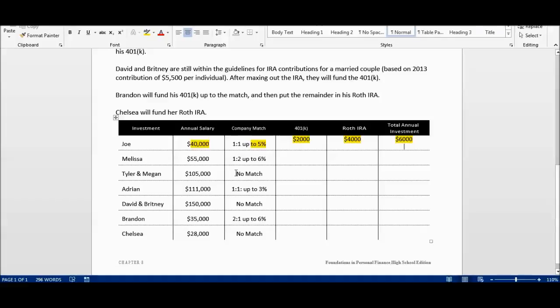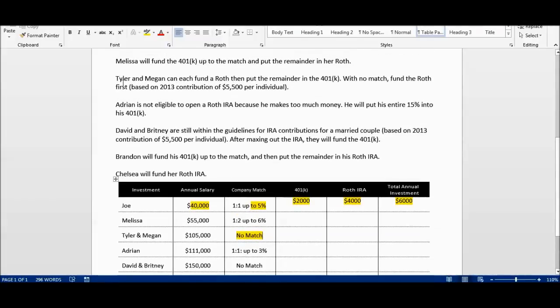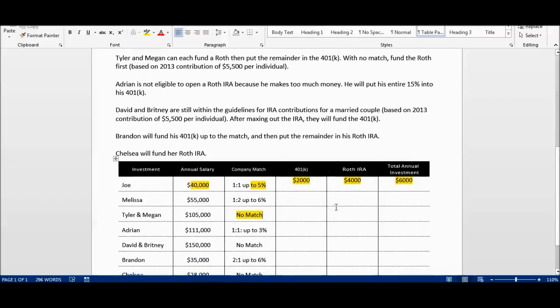So let's take a look at one that has no match. Okay, so we're looking at Tyler and Megan. It says Tyler and Megan can each fund a Roth IRA, then put the remainder in the 401k. With no match, fund the Roth first based on the 2013 contribution of $5,500 per individual. Okay, so again, the first thing we need to figure out is the total annual investment. So we're again taking 15% of the total annual salary.